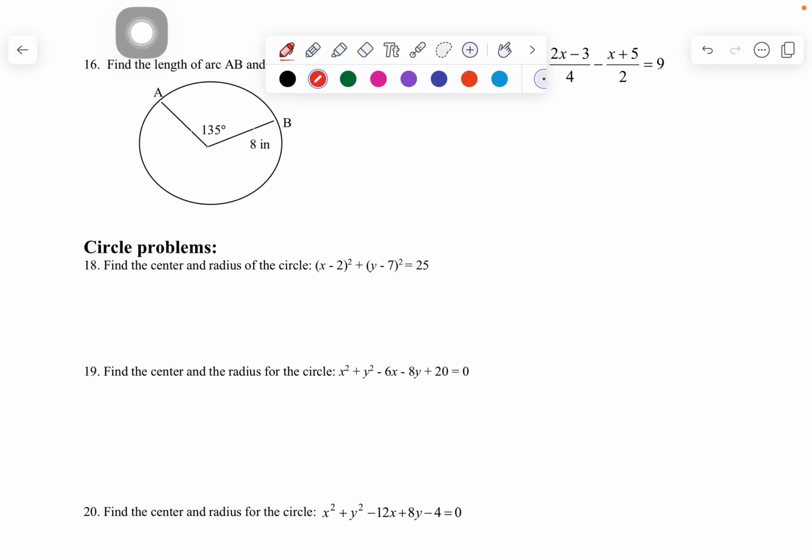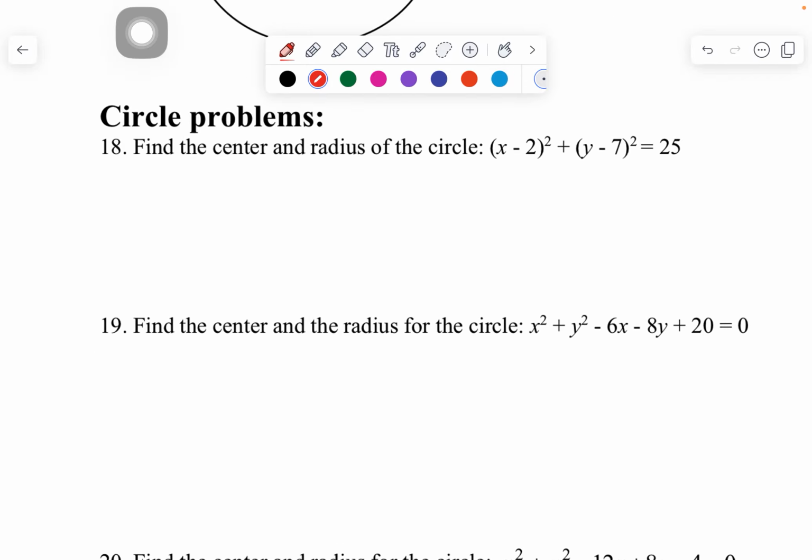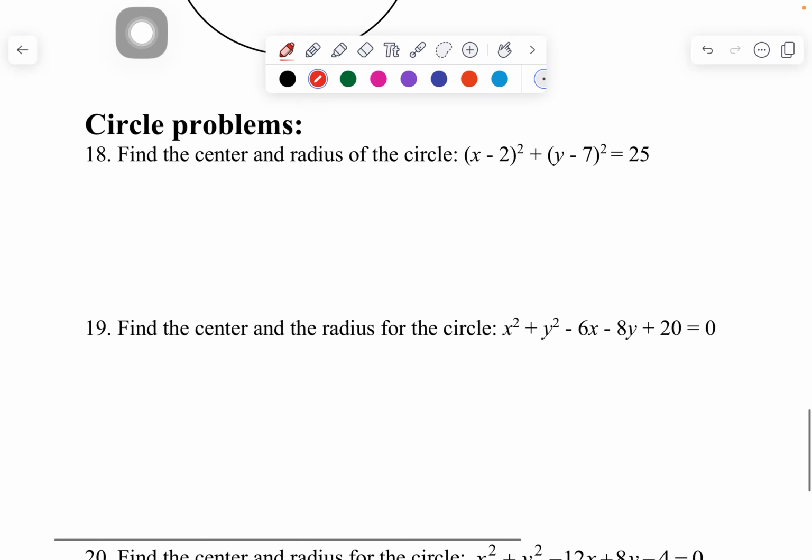All right, these are the three problems for Notes 101, and we're talking about circles. We've done a couple of pages of notes on circles, so I'm going to jump right into question number 18. It says to find the center and the radius.